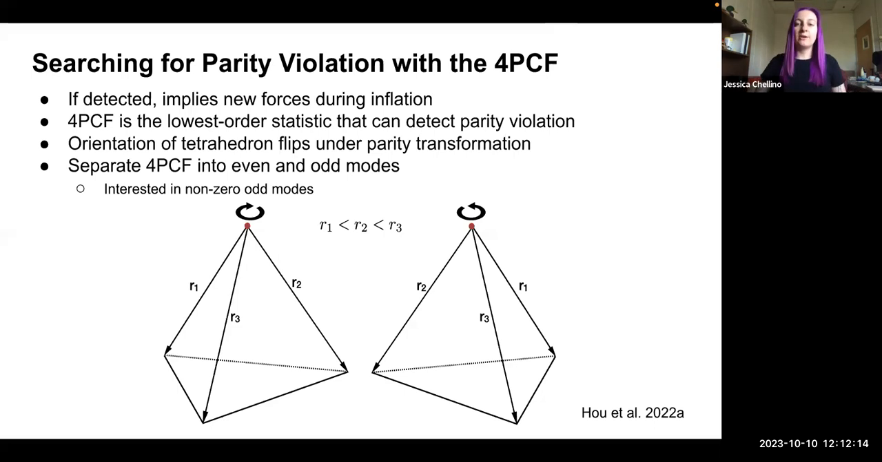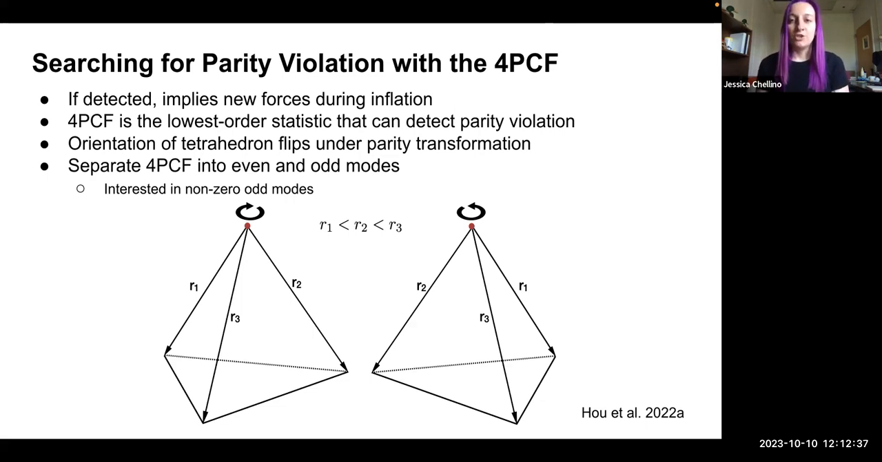It's important to search for parity violation in large-scale structure because if it's detected, it would imply new forces during inflation. This is because the initial density perturbations are a Gaussian random field, and everything we know about gravity and galaxy formation is parity symmetric. So if we detect parity violation, it would imply something that we currently don't know about going on during inflation.